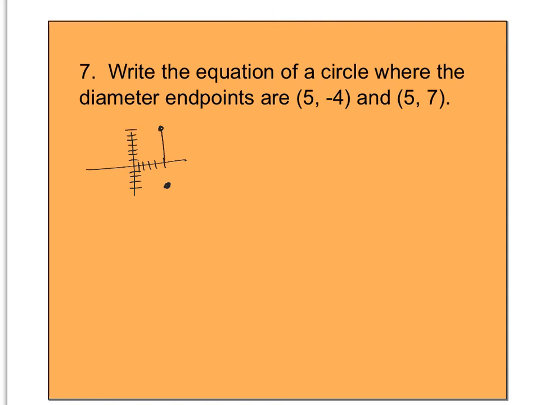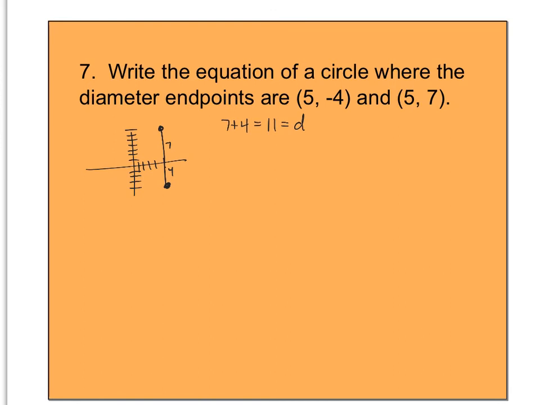So this is the diameter of the circle. So how far apart are they? Well, this is 7 and this is 4. So the distance between them, if I do 7 plus 4, is 11. 11 units is the length of the diameter.